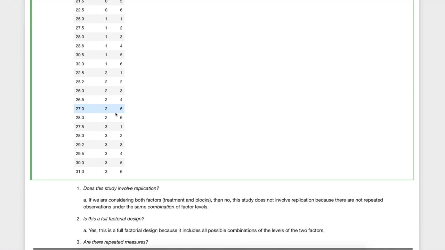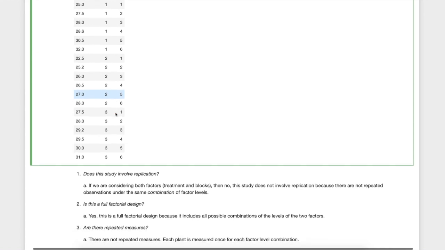So the last question, are there repeated measures? In this case, there aren't repeated measures. Each plant is measured once for each level of the factor combinations.